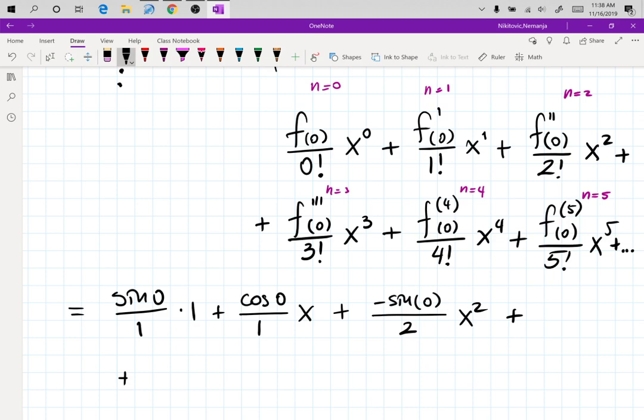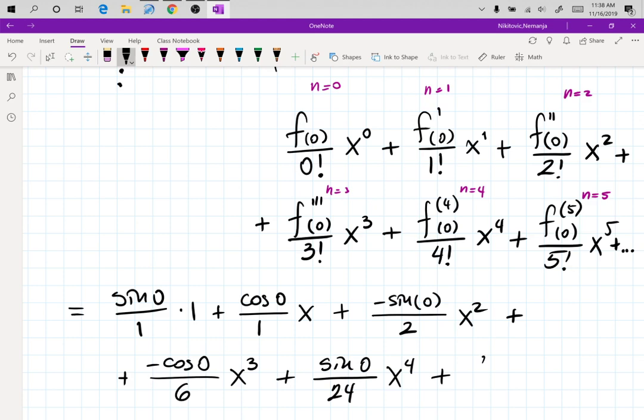the third derivative was negative cosine of 0 divided by 3 factorial, which is 6, x cubed, plus the fourth derivative was sine again, so sine of 0 divided by 4 factorial, which is 24, times x to the fourth, plus the fifth derivative is cosine of 0 divided by 120, x to the 5, plus, and I'll put 3 dots.